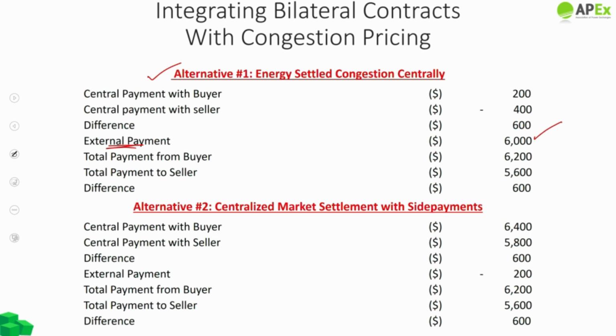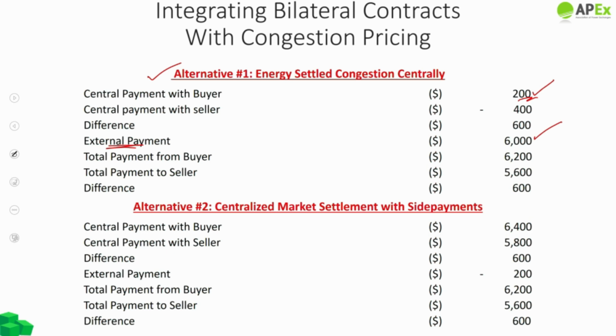In a nodal pricing system, however, this is not the whole settlement of the bilateral contract, as was the case in the earlier example. The central payments with the buyer and the seller are just for the congestion charges. The table shows the buyer making a payment to the market of $200, which equals the buyer's price of congestion multiplied by the quantity bought at the buyer's location.